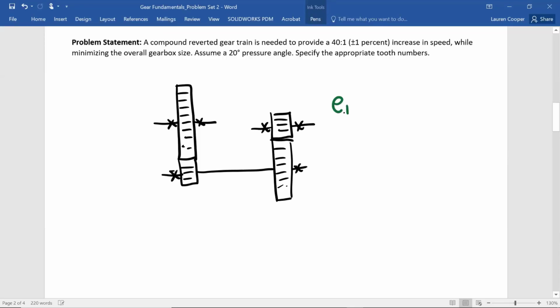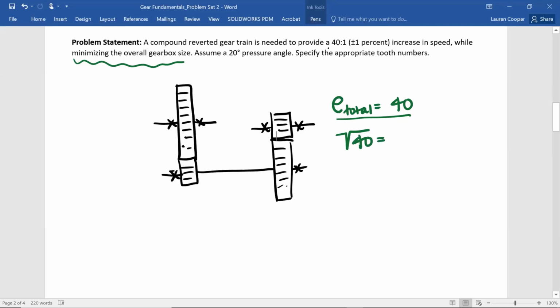So our total train value is 40. And we want to keep these two stages as close to the same size as possible because that is what is going to help us minimize the overall gearbox size. So we're going to split this E total into two stages.